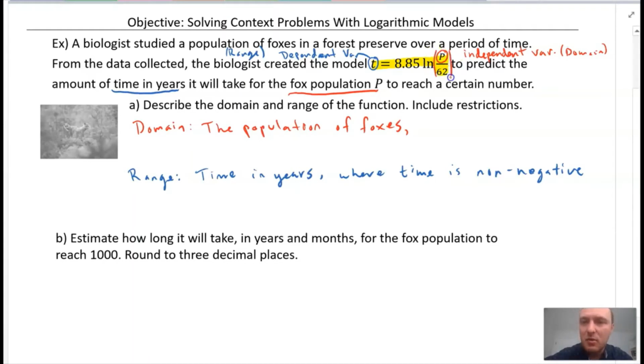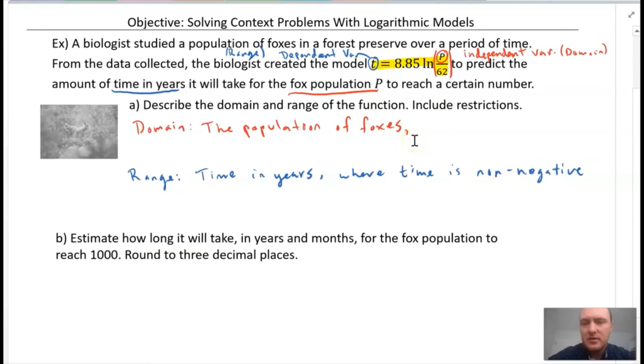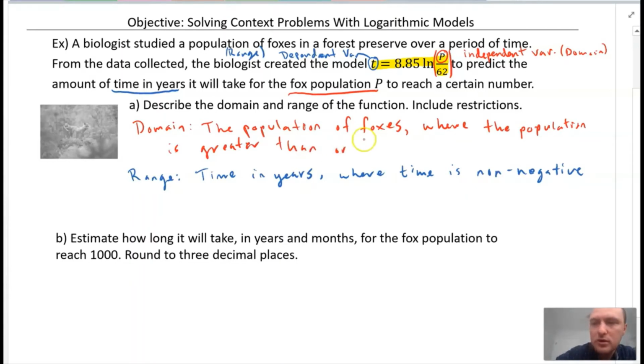So we have to think about this. What value of p will produce an argument of 1? Well, that's got to be 62, right? 62 over 62 is 1. Now if my numerator increases, that will still give me values bigger than 1, which is what I want. I want all these values to be bigger than 1. So I'm going to say population of foxes where the population is greater than or equal to 62.